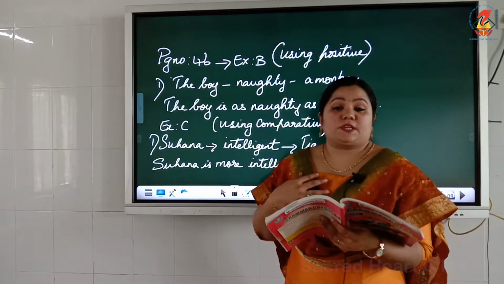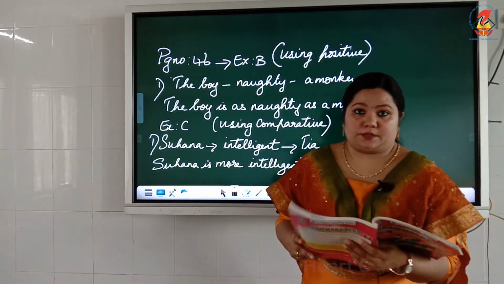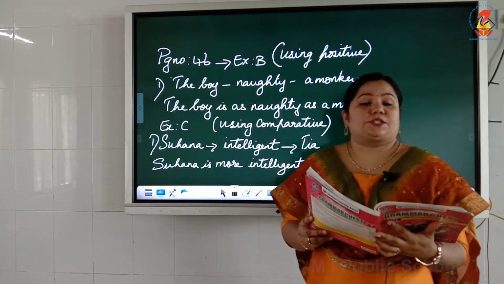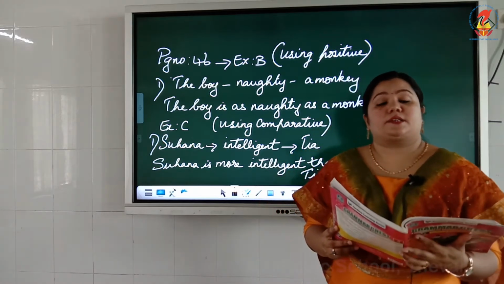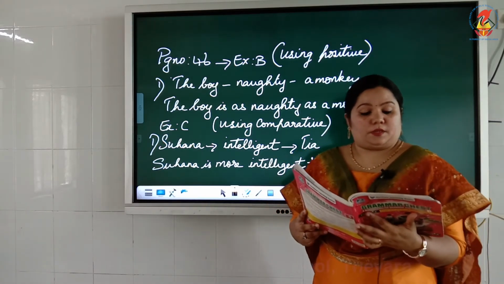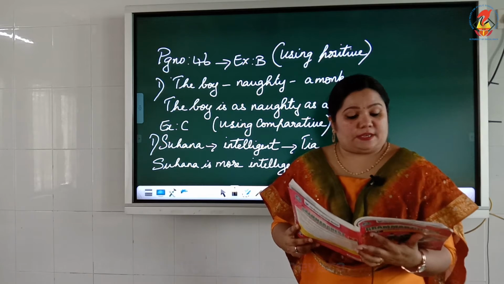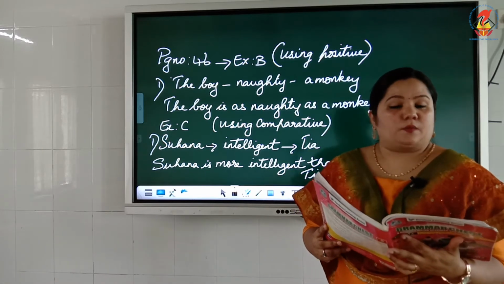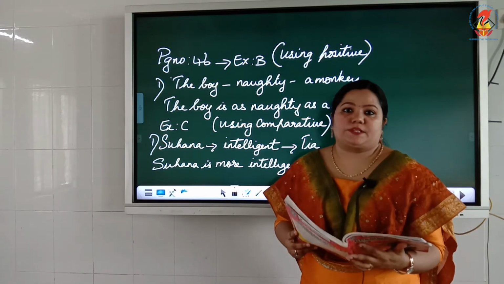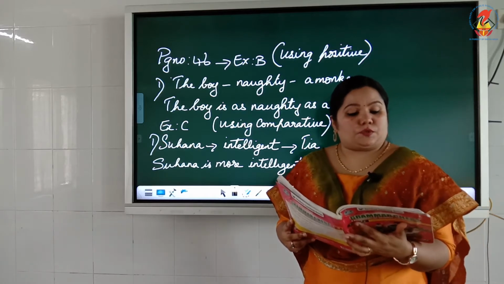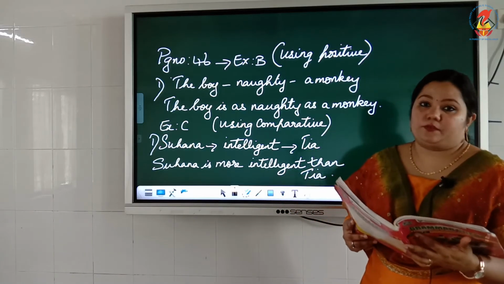Now the second one, Sachin, bright, his father. So we write, Sachin is as bright as his father. Similarly, Jyoti, busy, a bee is given. We write, Jyoti is as busy as a bee. So you are going to write all the others, children. Be careful and you need to write it down.